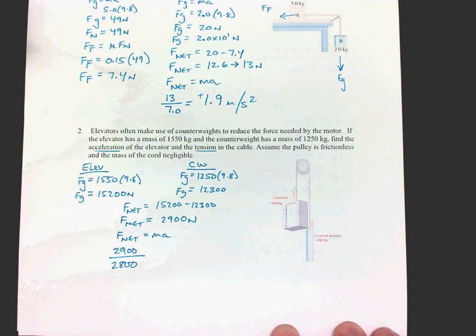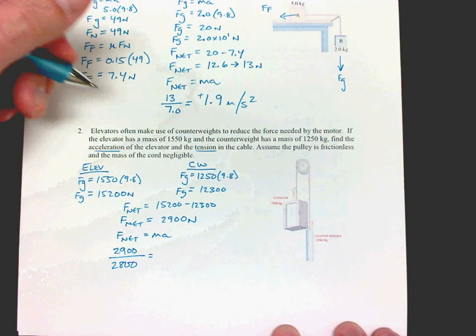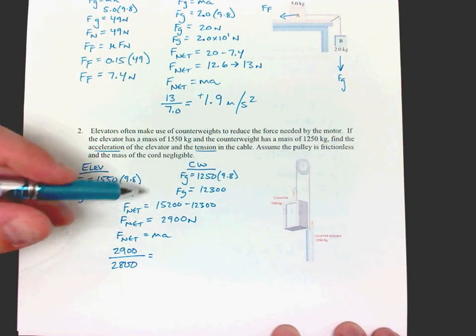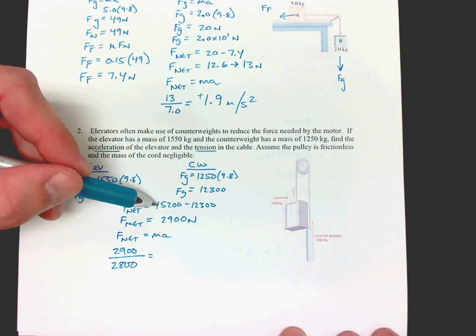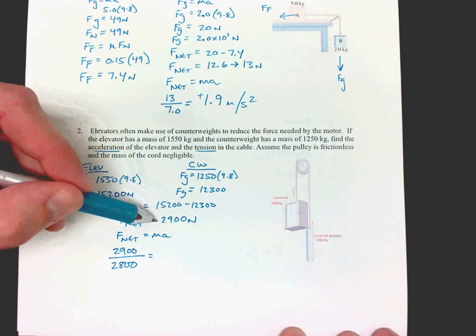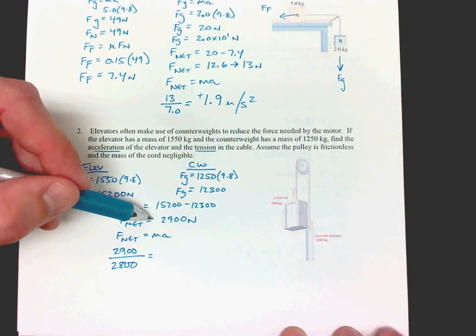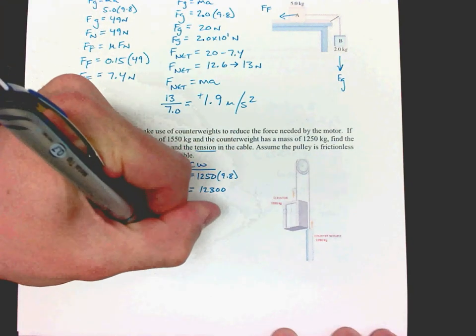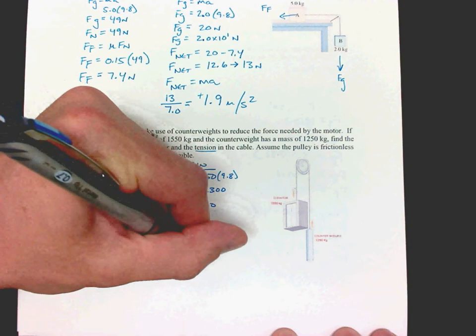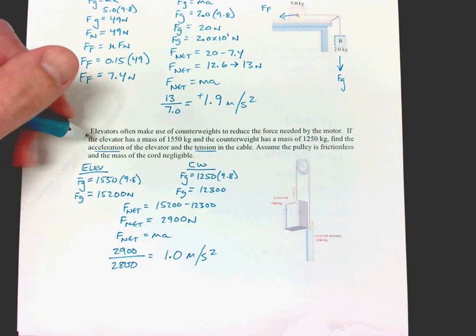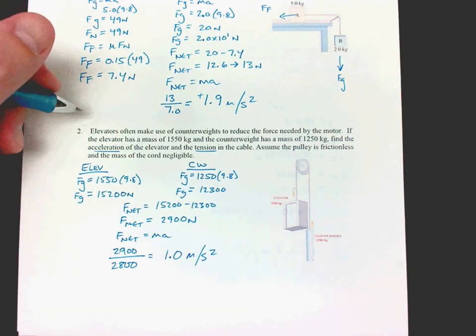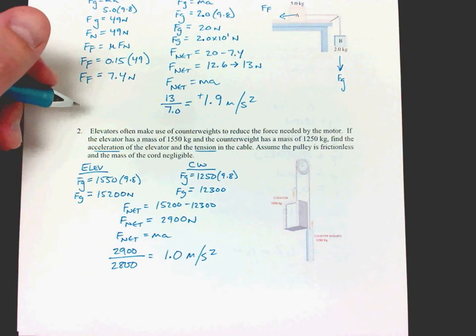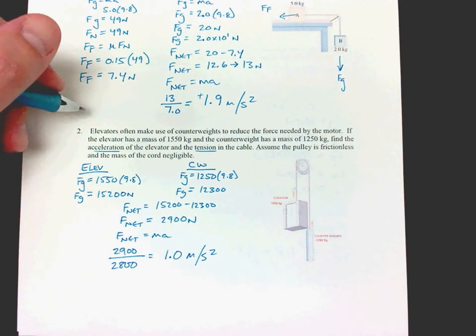And this will come out keeping 2 sigs. You can keep 2 or 3 sigs. The original measurements have 3, but then you run into this little bit of a subtraction rule right here. So however you want to do it is fine. I'm going to call this 1.0 meters per second squared. Okay, so that's the acceleration of the system, 1 meter per second squared. So that's part one. Second part is tension.